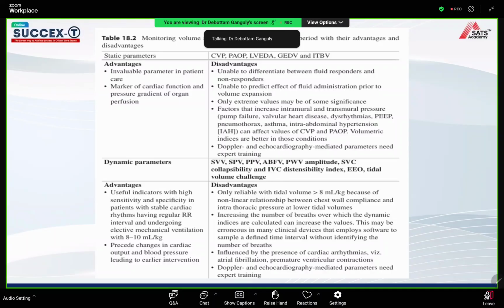You have, I don't know whether, hemodynamic monitoring. By this time you must all have read all these things. You know better than me. There are some static parameters and some dynamic parameters. There is more advantage in dynamic parameters, but both have some advantages and disadvantages too.